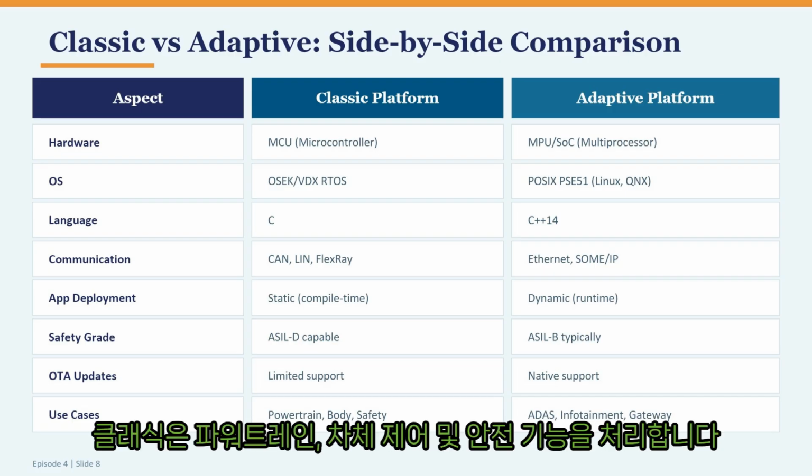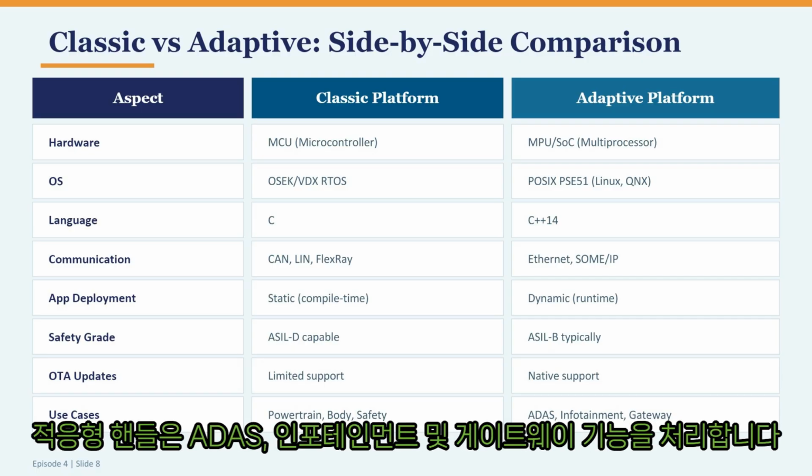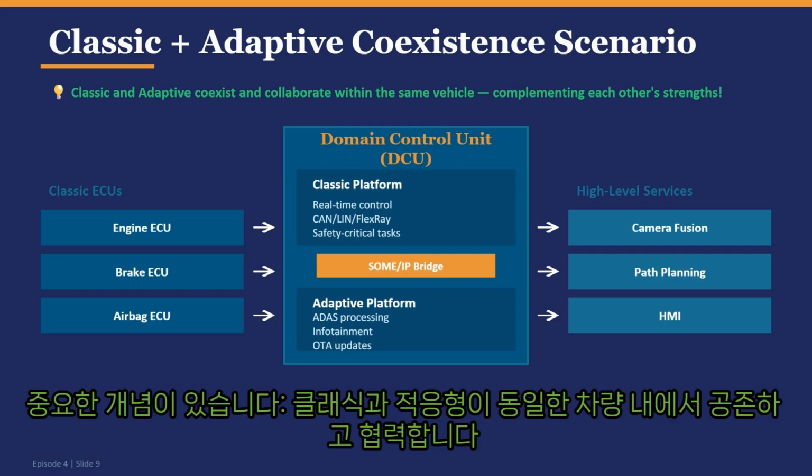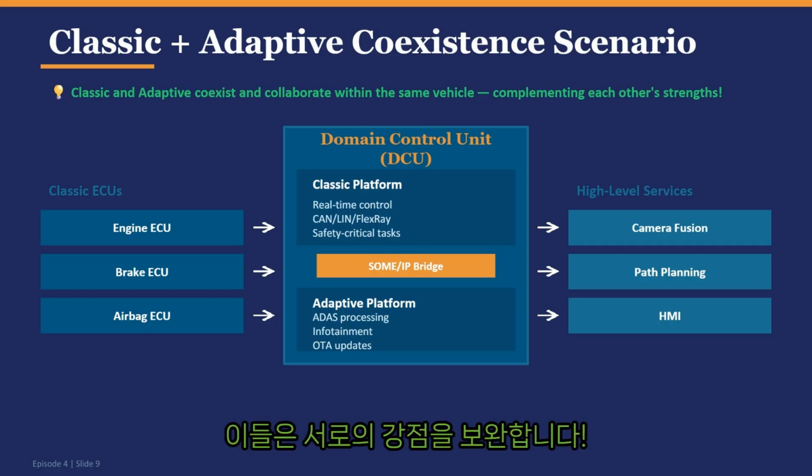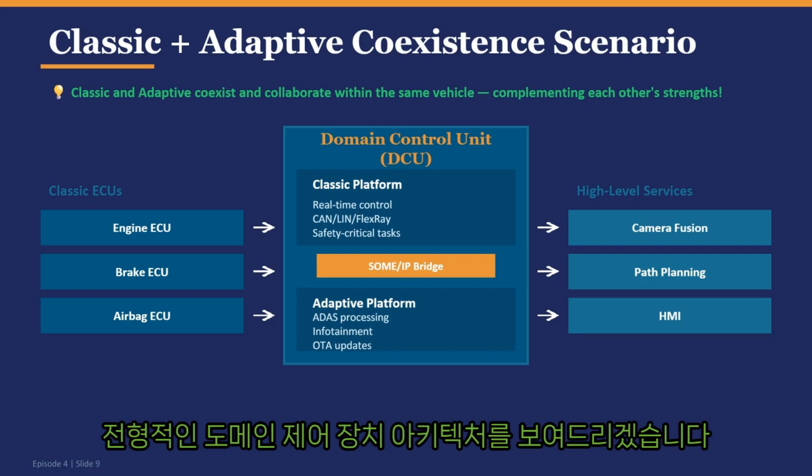Classic handles powertrain, body control, and safety functions. Adaptive handles ADAS, infotainment, and gateway functions. Here's an important concept: Classic and Adaptive coexist and collaborate within the same vehicle. They complement each other's strengths. Let me show you a typical domain control unit architecture.